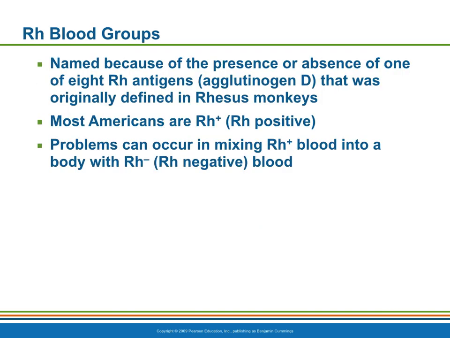Now, the Rh blood groups are so named because of the 8 Rh antigens that were originally identified in rhesus monkeys. Later, the same antigen was discovered in human beings. Most Americans are Rh positive, meaning that their red blood cells carry the Rh antigen. Unlike the antibodies of the ABO system, anti-Rh antibodies are not automatically formed and present in the blood of Rh negative individuals. Problems can occur in mixing Rh positive blood with a person who is Rh negative.